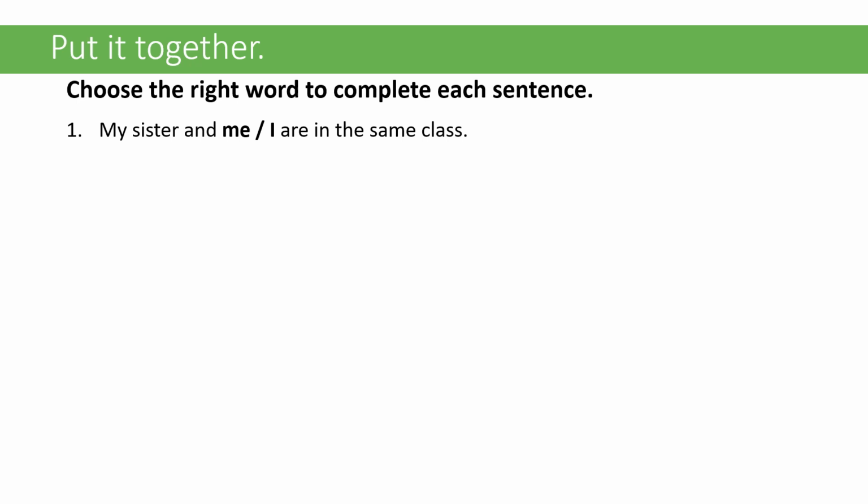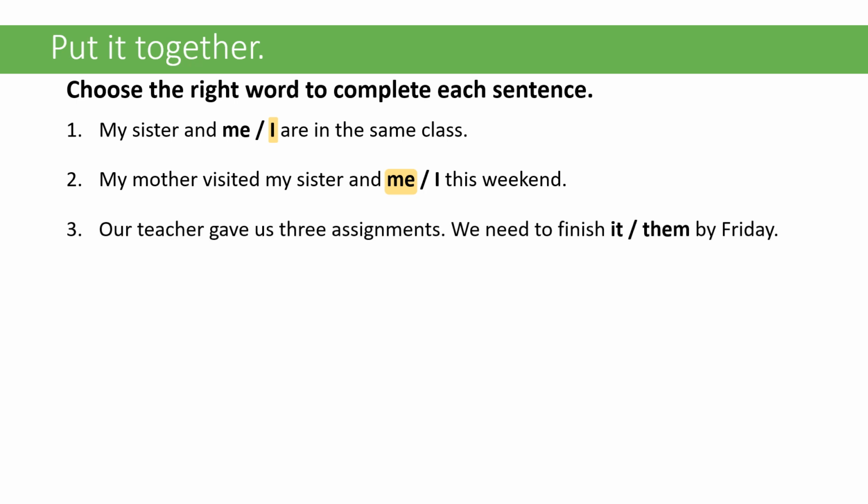My sister and me, or my sister and I, are in the same class. The correct answer is I. My mother visited my sister and me, or my sister and I, this weekend. It's going to be me. Our teacher gave us 3 assignments. We need to finish it or them by Friday. The correct answer is them.